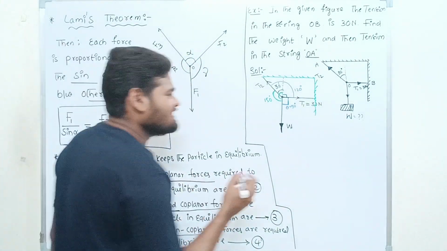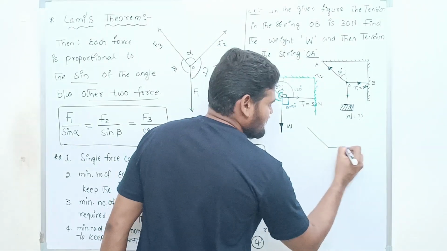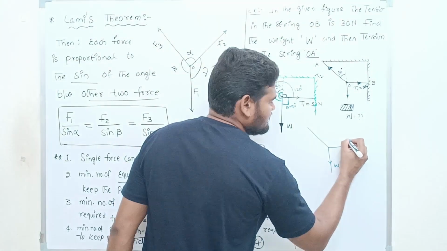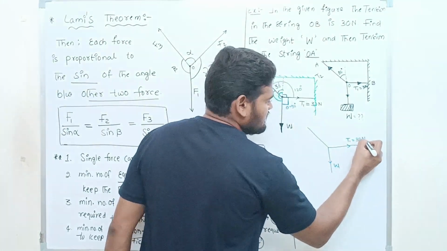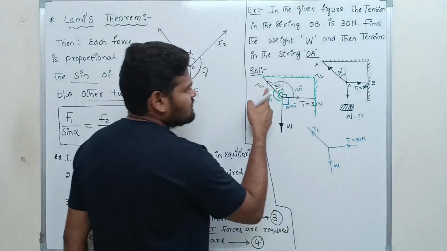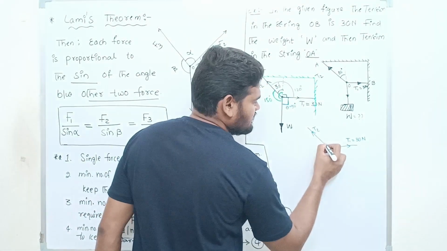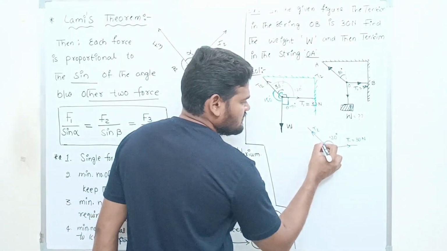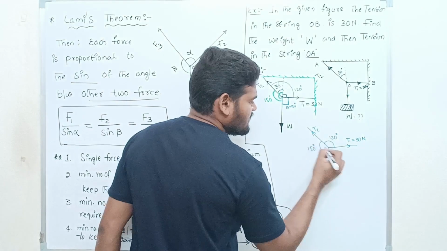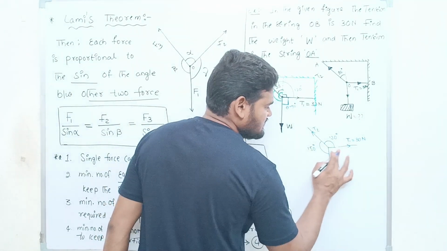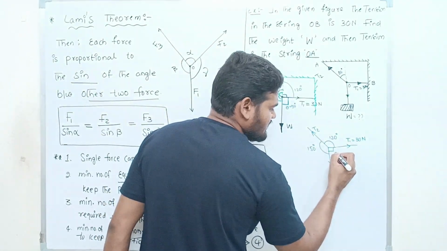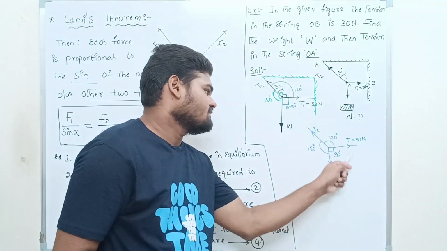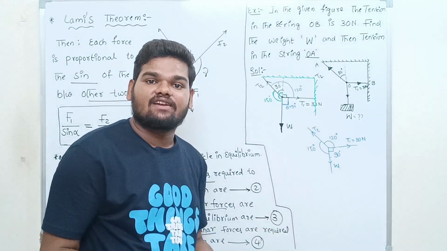Is it clear? Right. Have a look. This is the given diagram. This is W. This is tension T1, that is 30 newtons. This is the tension T2. What is the angle between T1 and T2? 120 degrees. What is the angle between T2 and W? 150 degrees. What is the angle between T1 and W? These are perpendicular to each other, so theta is 90 degrees. So we have the three forces and the angles between them. Then we can find the answer.